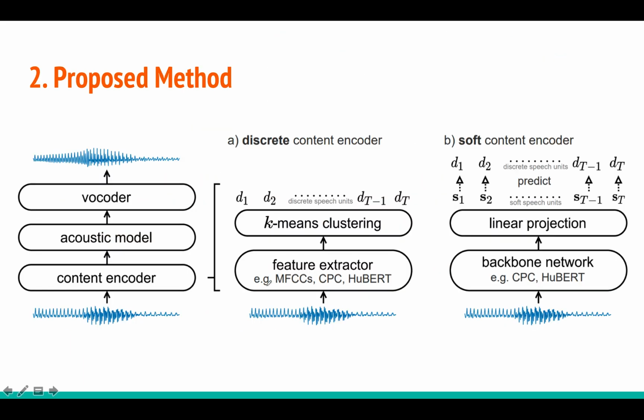So let's look at the proposed approach. As you can see here, the first part is the content encoder, which takes some raw audio and encodes it into some high-level features, right? We will see what you get out of this content encoder. It could be this or it could be this, right? The output of this content encoder goes into the acoustic model and vocoder, which are the standard text-to-speech engine blocks.